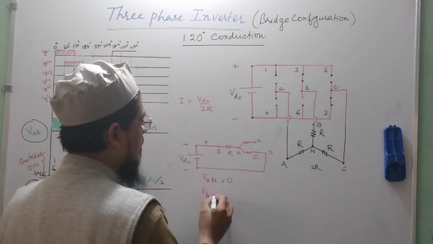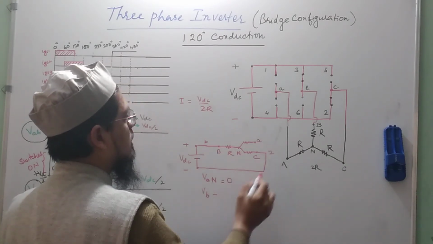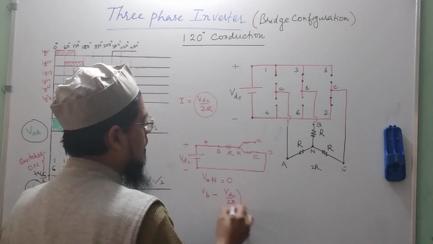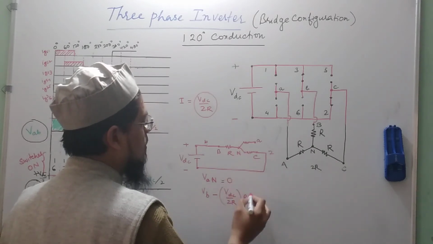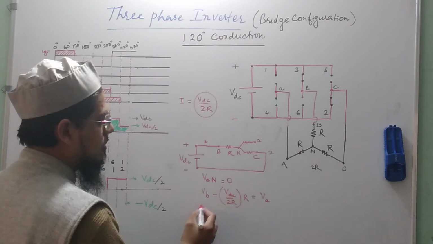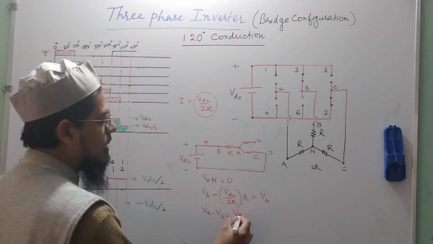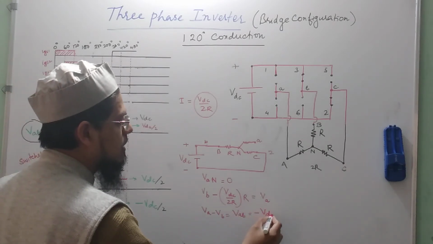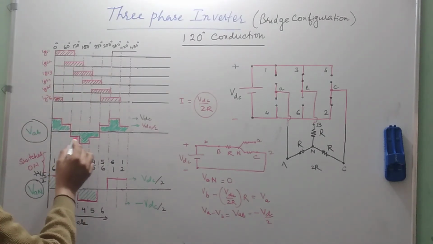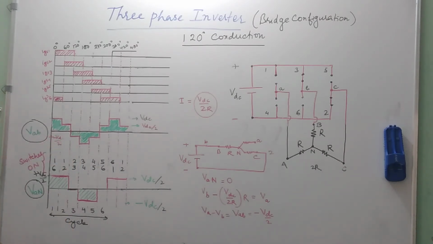VB minus the drop here in this resistor would be the current that is flowing, which is the same as VDC by 2R. So, VDC by 2R times R, and we reach the point N, which is also equal to A. So, to find out VAB, bring VB on that side. So, VA minus VB, which is equal to VAB, and that equals minus VDC by 2. So, this is minus VDC by 2. Okay.